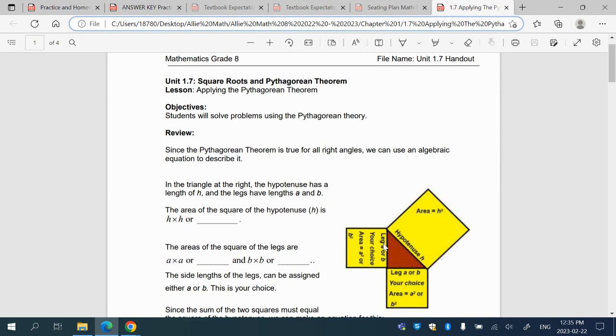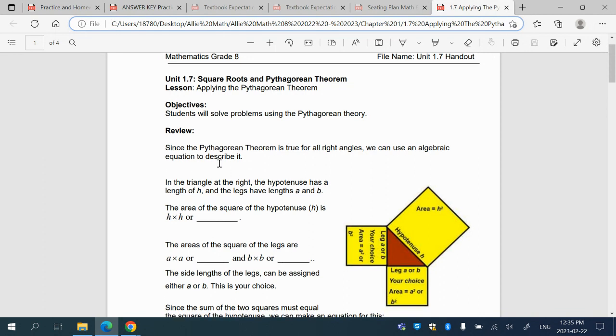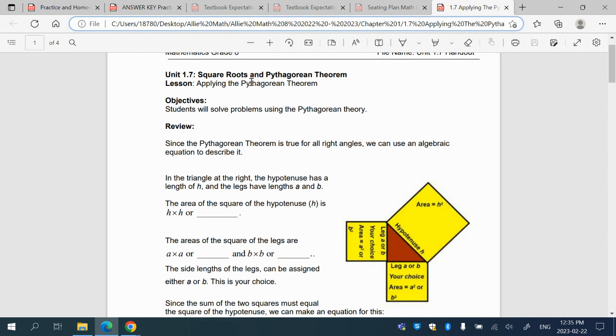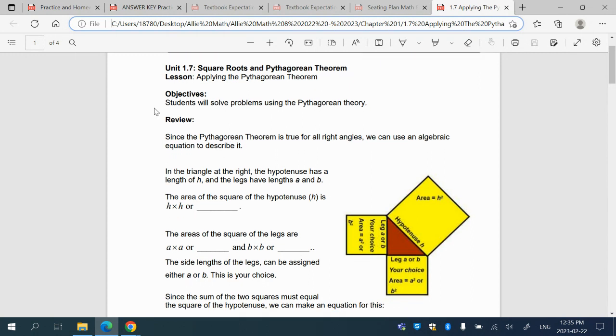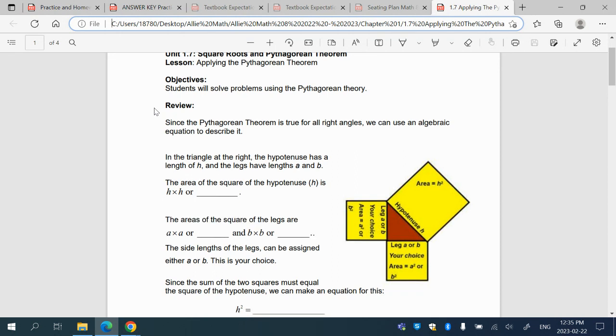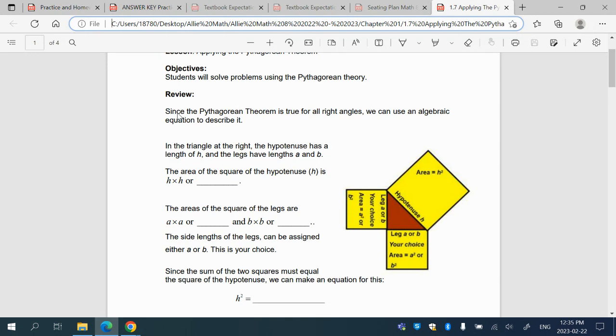This is our last part before the review and before the quiz or the test. This is just a little bit of review. This is about applying the Pythagorean theorem. So it's going to be giving you some kind of, quote, real life situations. So students will solve problems using the Pythagorean theorem.